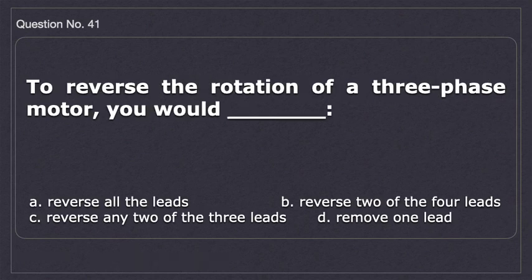Question number 41. To reverse the rotation of a three-phase motor, you would blank. A. Reverse all the leads. B. Reverse 2 of the 4 leads. C. Reverse any 2 of the 3 leads. D. Remove 1 lead. Answer, C. Reverse any 2 of the 3 leads.